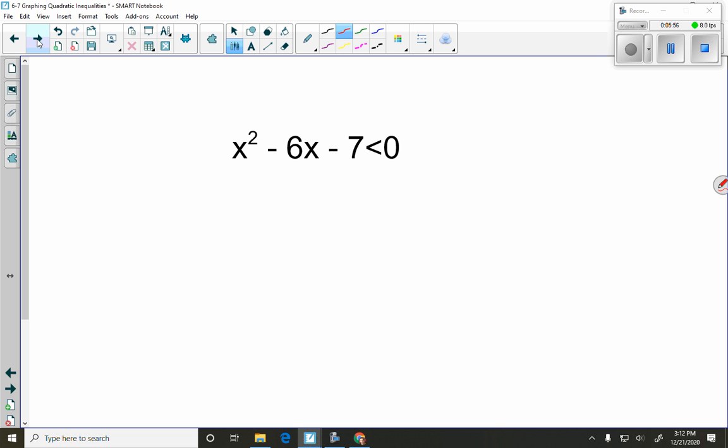Now, if I have an equation, x squared minus 6x minus 7 is less than 0, there's no y there, I have my options of graphing. Now, I can graph any way I want. I can solve it by graphing, by factoring, by completing the square, or by the quadratic formula. Whatever is easiest to you, that's what you plug in and you solve it.